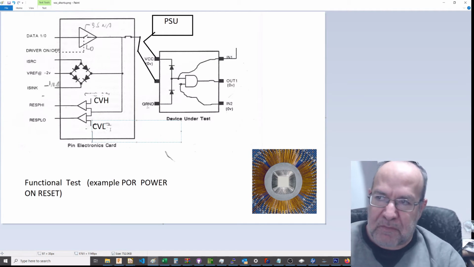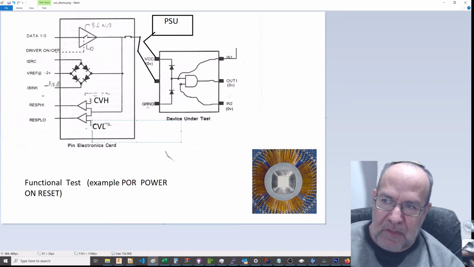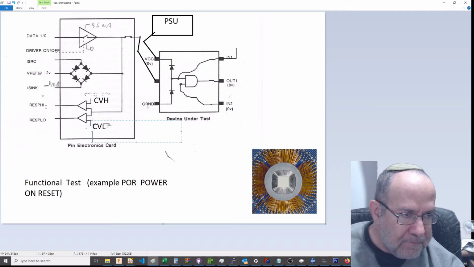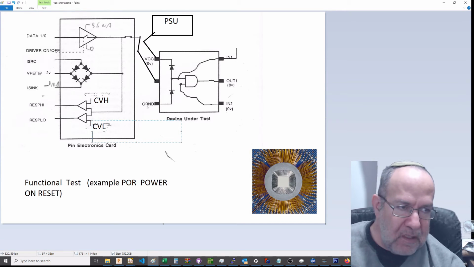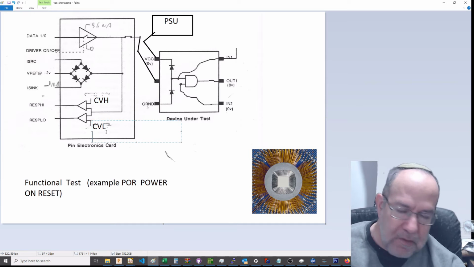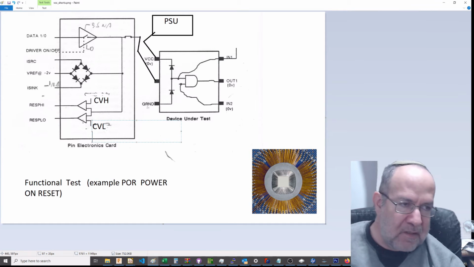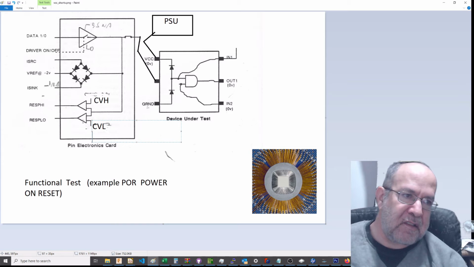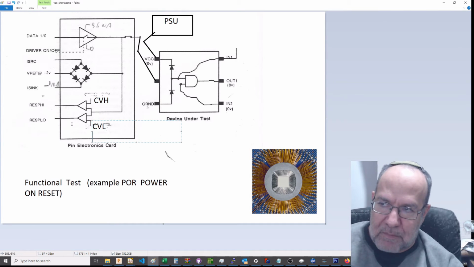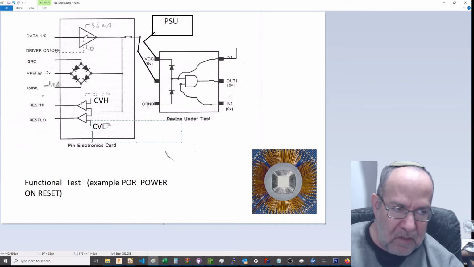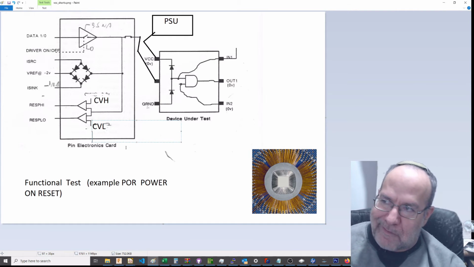if I put 4 volts over here and 0.7 volts over here, and I have 4.1 volts, it's going to respond to me as a high. If I have a CVL as 0.6 volts and suddenly I get 0.5, it's going to respond to me as a low. So this sets up what is considered high and low.